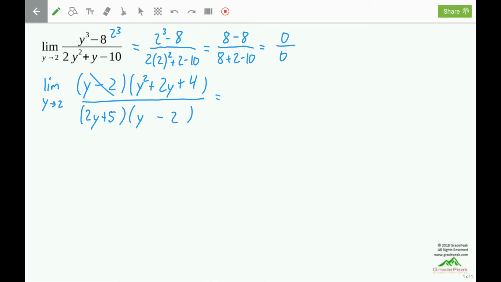And you can see the 0 over 0 is being made by the y minus 2 factor, which can now cancel out, leaving us with y squared plus 2y plus 4 over 2y plus 5. We can now try plugging the 2 in for all of the y's.